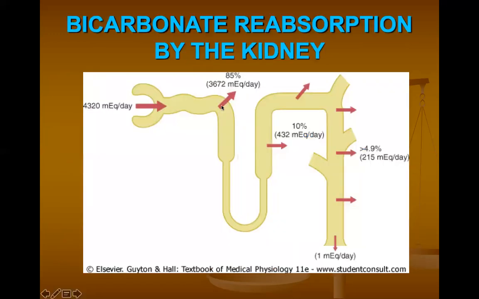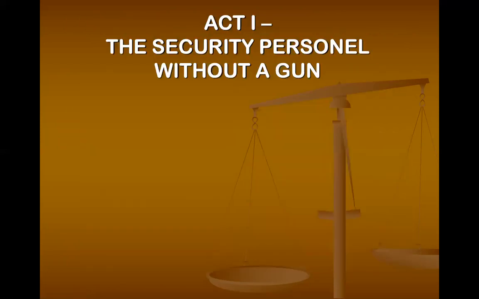85% of the filtered load of bicarbonate is reabsorbed in the proximal tubule, and 10% is reabsorbed in the thick ascending limb of the loop of Henle. The rest is reabsorbed in the late distal tubule and the collecting ducts. Now we start with Act 1, the security personnel without a gun.